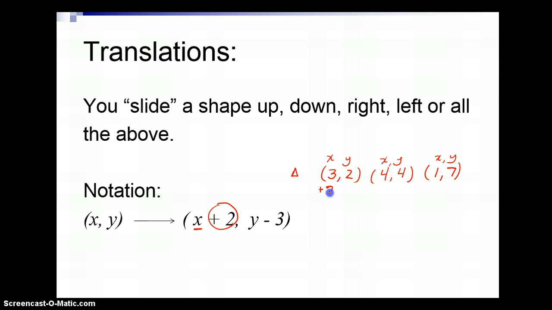So 3 plus 2 gets me 5. 4 plus 2 gets me 6. 1 plus 2 gets me 3. So I've changed all my x coordinates.